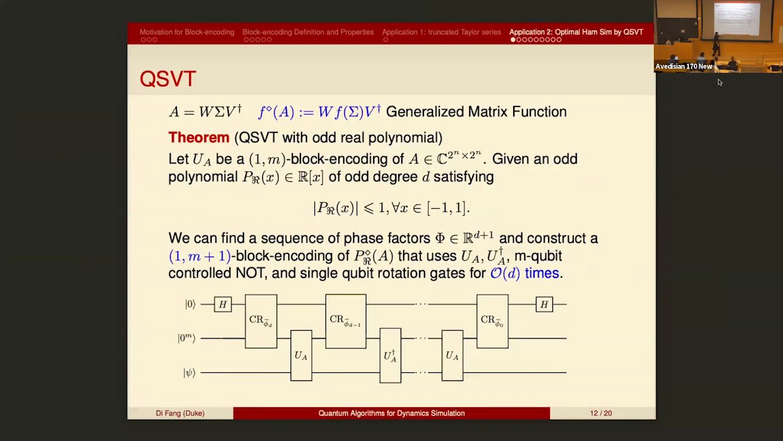You Hadamard, and this is the ancilla, the additional ancilla you are using. You Hadamard, you control rotate, you apply UA, control rotate, apply UA dagger, control rotate, UA, and so on and so forth until the very end. This is how the circuit looks like. Just one additional ancilla.